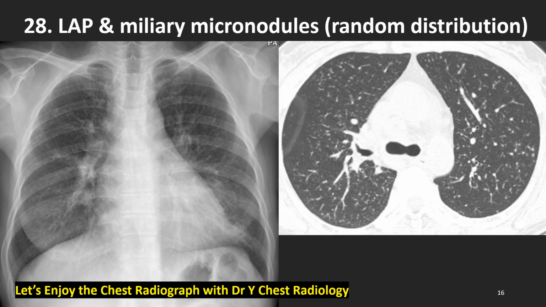Let's confirm with this axial lung window setting CT. These are for our AP window lymph node enlargement. And there are numerous micronodules, relatively uniform in size, less than 4 mm. There is no single area of normal lung. Almost all areas are filled with micronodules of random distribution.